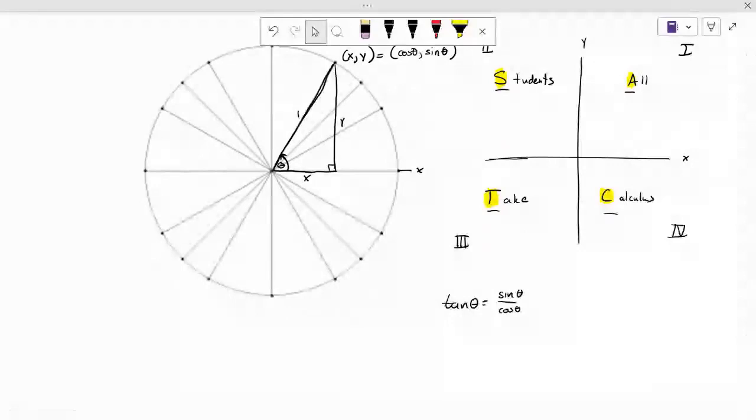All silver teacups. Is it because that statement has no truth value as opposed to all students take calculus, which might be true in some cases, which might not be true in others? I don't know. Yeah. I like that. All silver teacups. Sure. Okay.